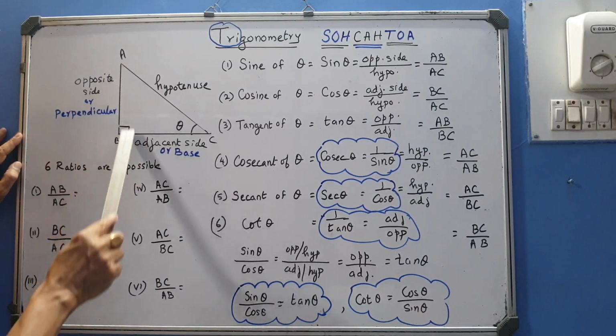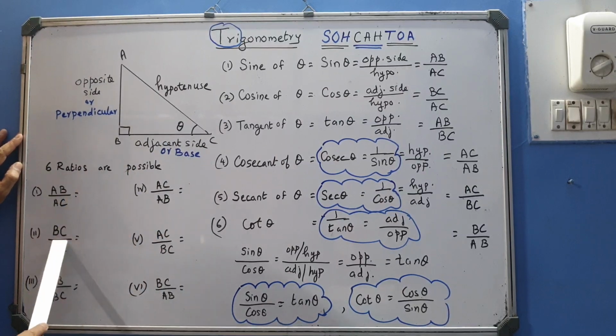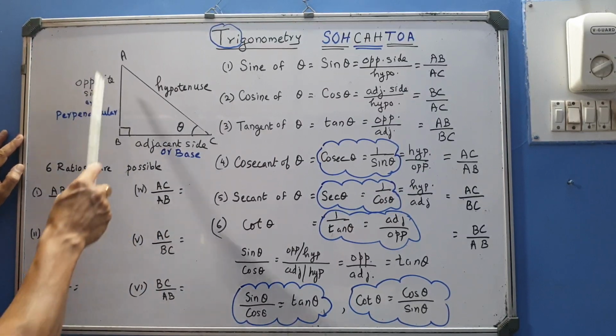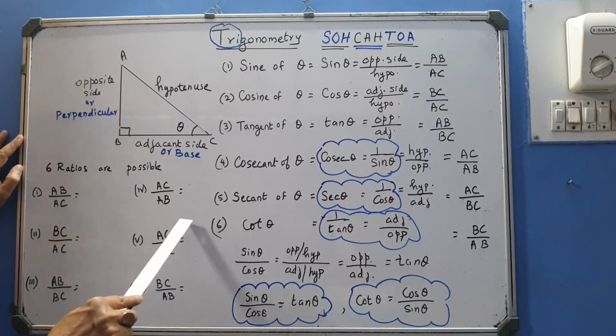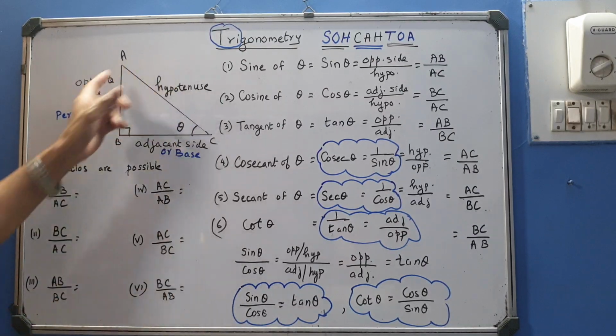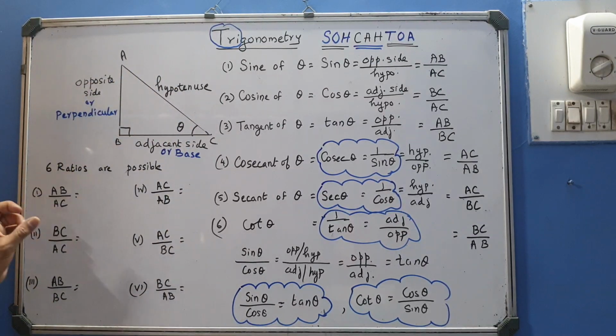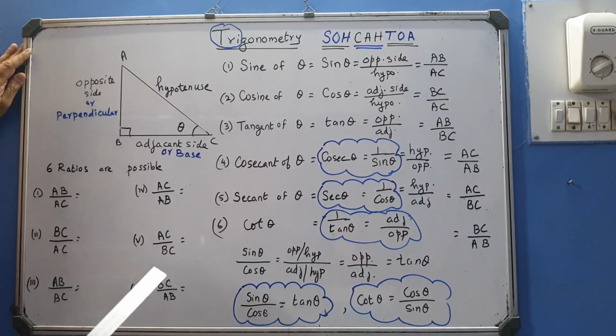One ratio is AB by AC. Another possible ratio is BC by AC. The third possible ratio is AB by BC. Now we have the reciprocals of all these ratios, which are AC by AB, that is a different ratio, then AC by BC, the reciprocal of BC by AC. We have one more ratio, which is the reciprocal of AB by BC, that is BC by AB. So 6 ratios are possible between the sides of a triangle, and each of these 6 ratios will have a name. We are going to learn the names of all these 6 ratios.